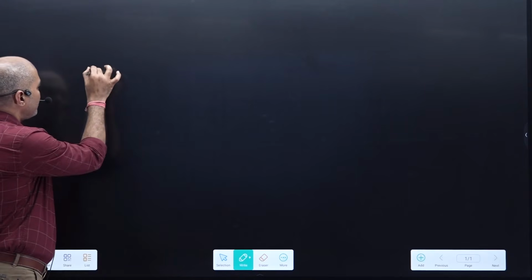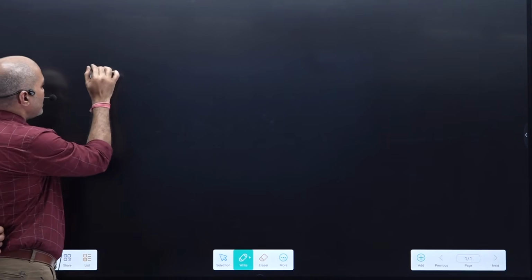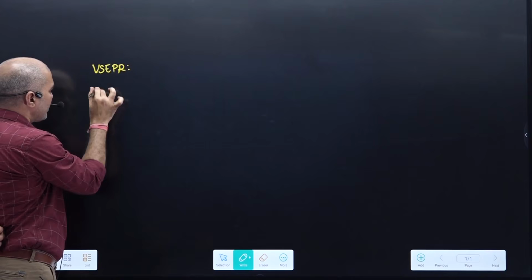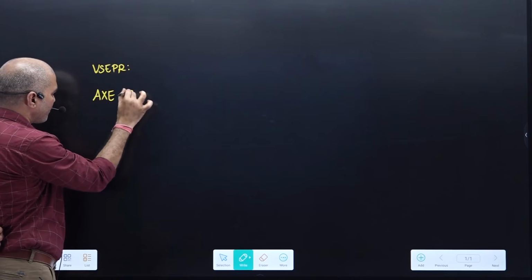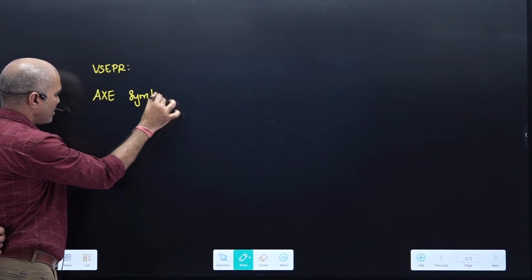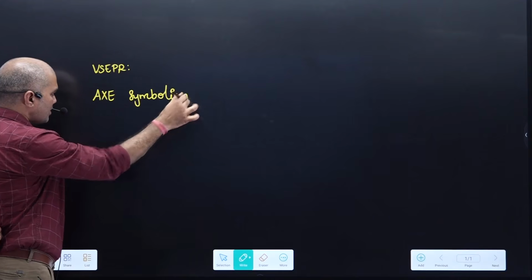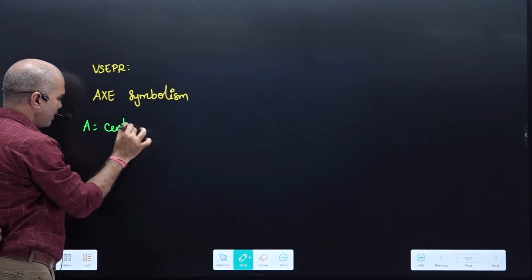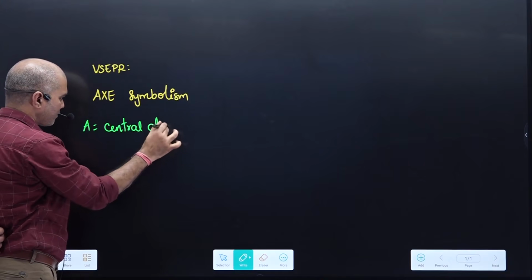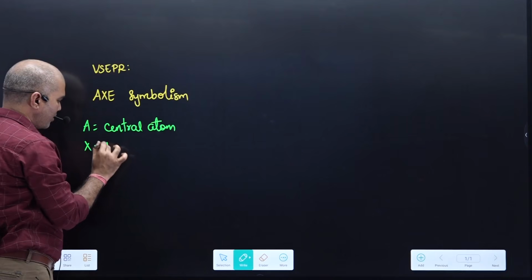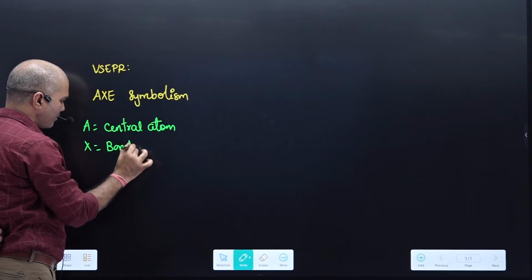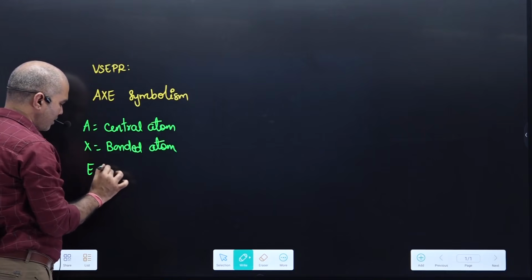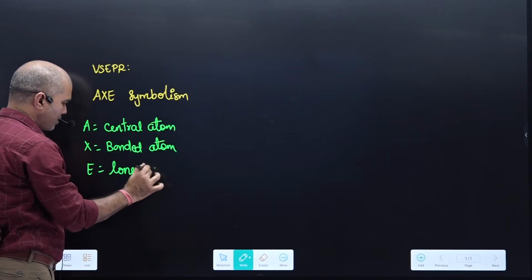So if I give you for VSEPR, there is AXE symbolism. For your understanding purpose, they have given AXE symbolism. A is the central atom, X is a bonded atom, and E is lone pairs.